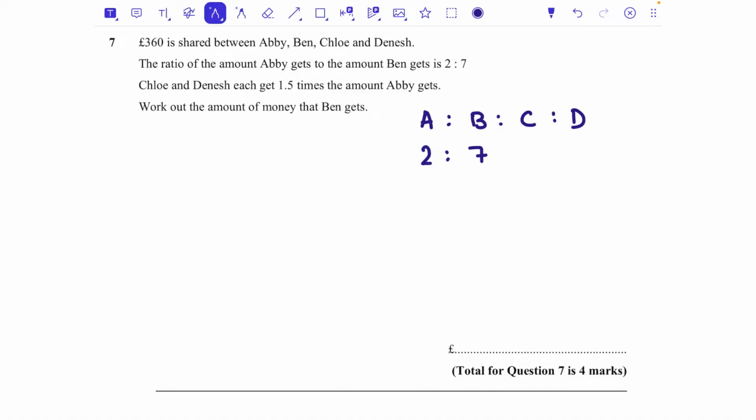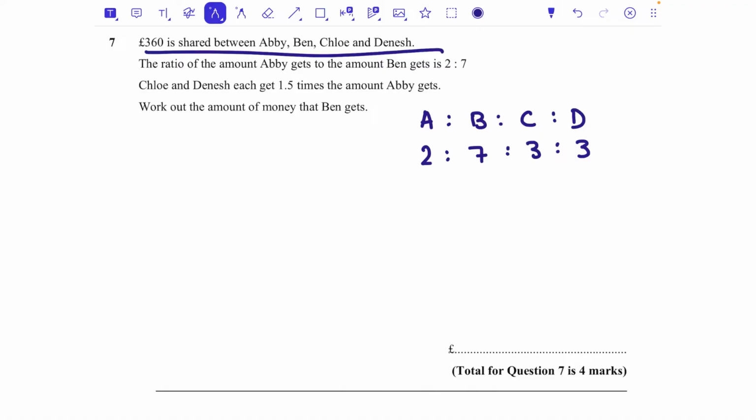So Abby gets 2 parts. If we times that by 1.5, 1.5 lots of 2 is 3. So Chloe is getting 3 parts and Dinesh is getting 3 parts. It says they both get 1.5 times whatever Abby gets. Work out the amount of money that Ben gets. So we're sharing it equally between all of them.